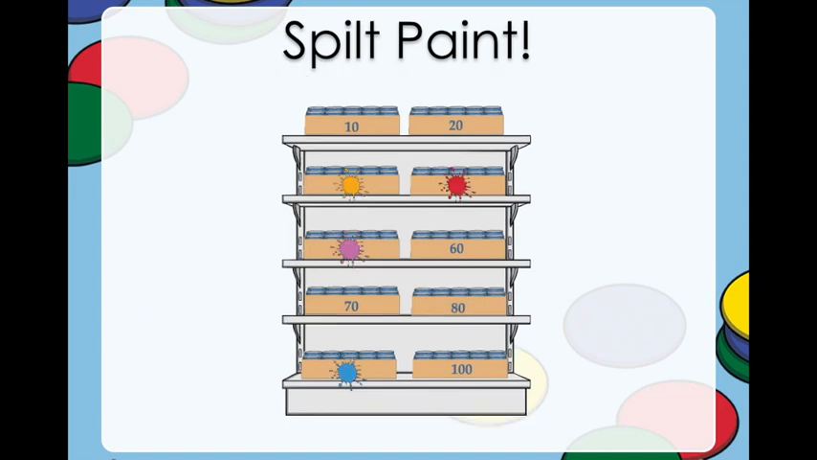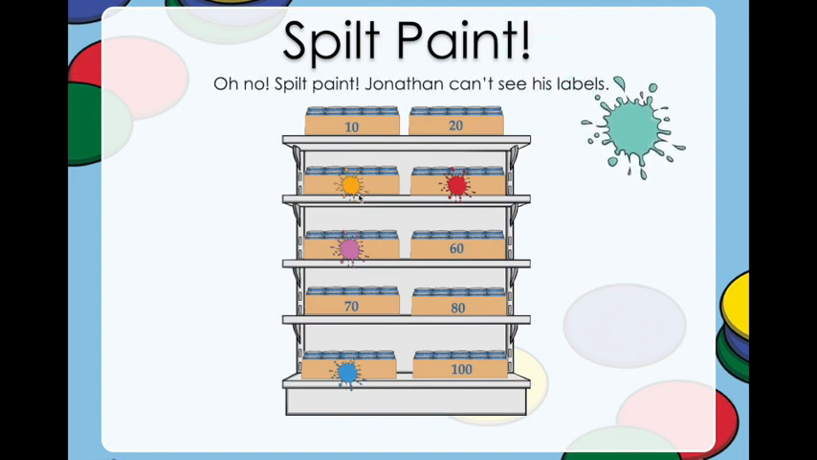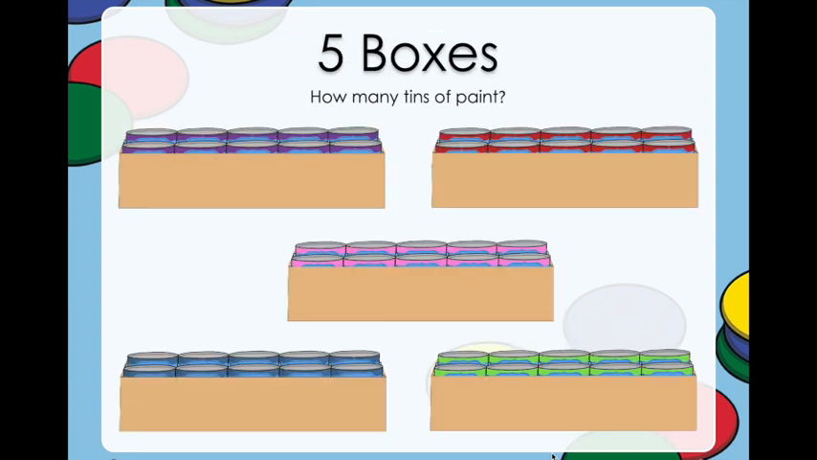Let's try it again. Here we have 10, 20. And can you guess what number is here and here and here? If you've guessed that the next number is 30, well done. And the number after that is 40. Excellent. And the next number is 50. Super job. Then we have 60, 70, 80, and the last one that's missing is 90. Excellent.